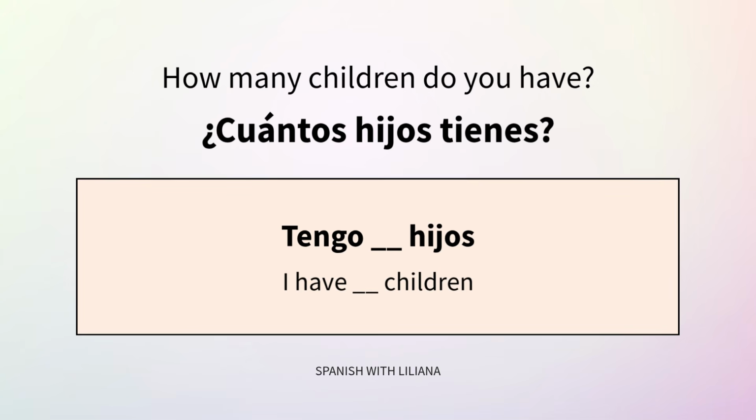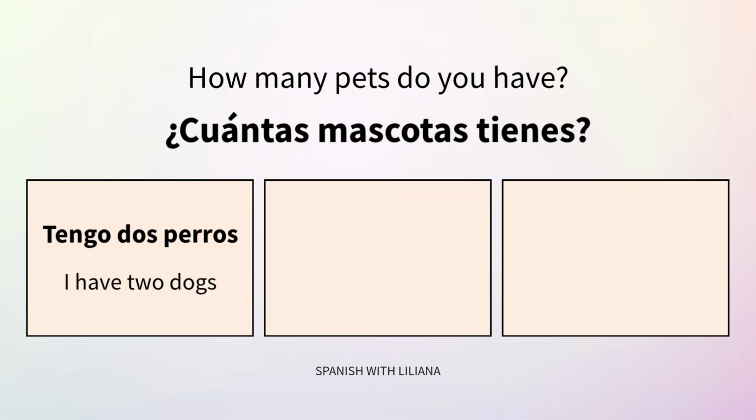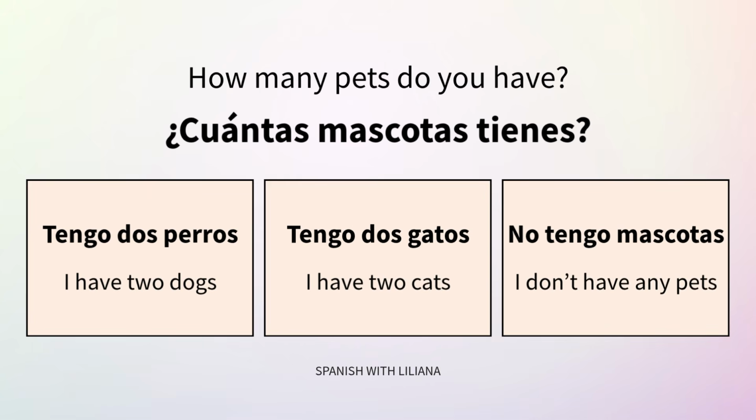In Spanish, we use hijos for all male children or a mix. And we use hijas for all female children. Here's another question. We're going to substitute hijos for mascotas. ¿Cuántas mascotas tienes? How many pets do you have? And we answer the same way. Tengo dos perros. For example, I have 2 dogs. Tengo dos gatos. I have 2 cats. No tengo mascotas. I don't have any pets.